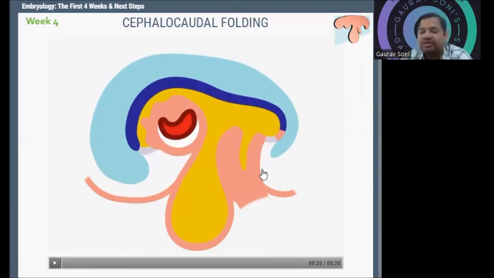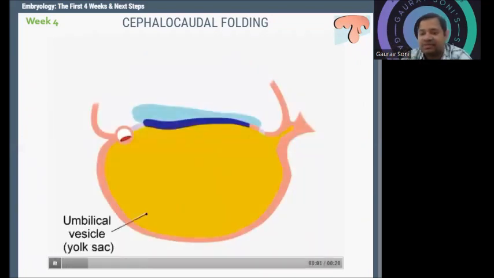Again, I will remind you that both the foldings are happening simultaneously. On the lateral side also, on the cephalo-caudal side also. Not one by one, they are going to happen simultaneously. Let's see the video once again.